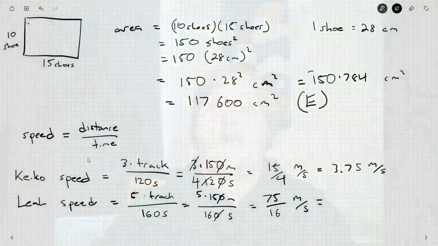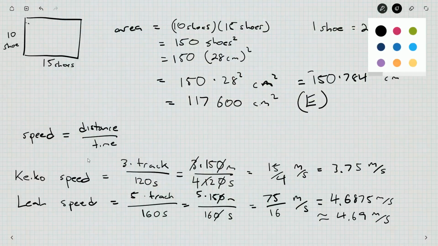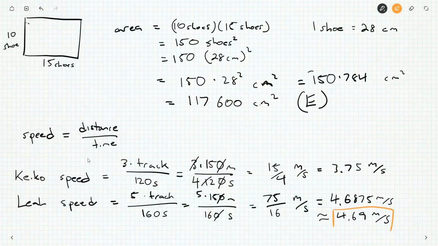But, again, we've got our calculator. Why not use it? 75 divided by 16, 4.6875. Of course, we could round that to the 4.69 that we see. So Leah is the one who runs faster. And that means our answer, as I said, is D.